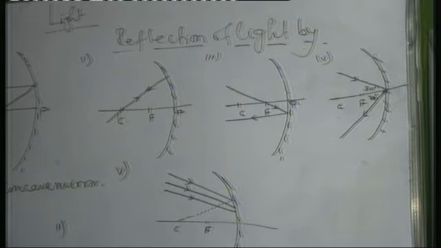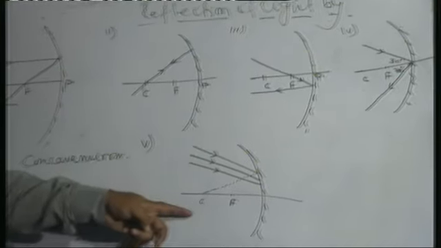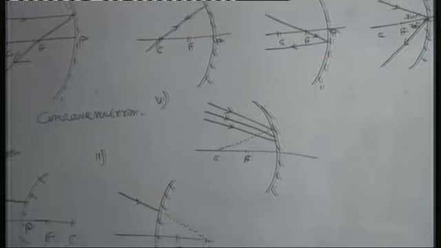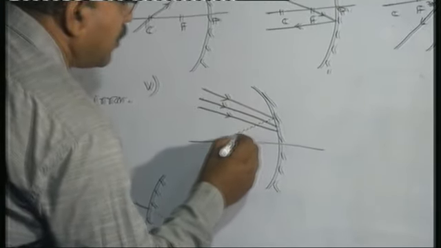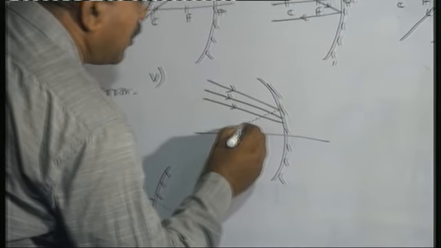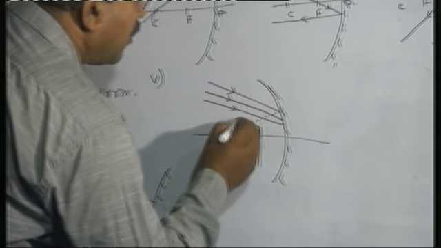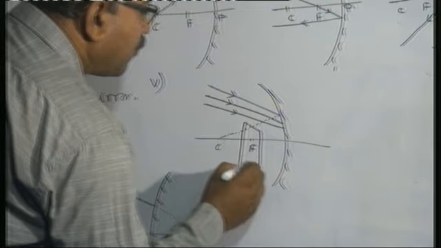If the incident rays are parallel but not parallel with the principal axis, after the reflection they will meet at a point on the focal plane.